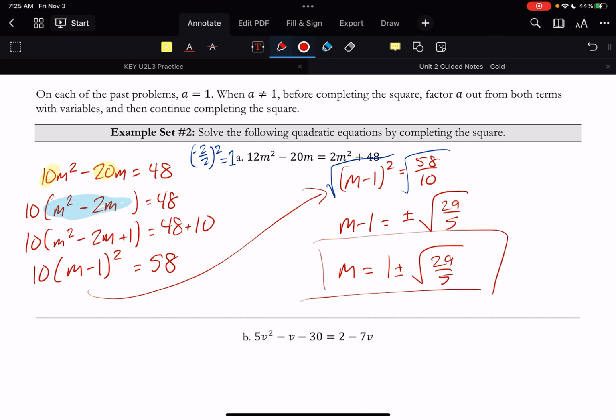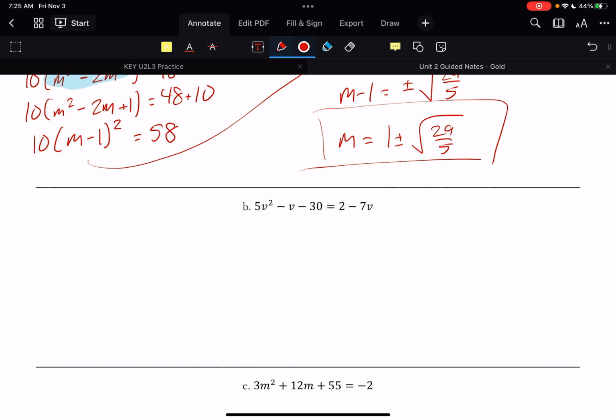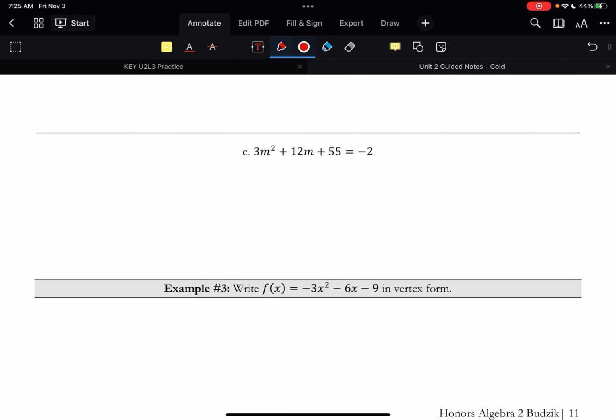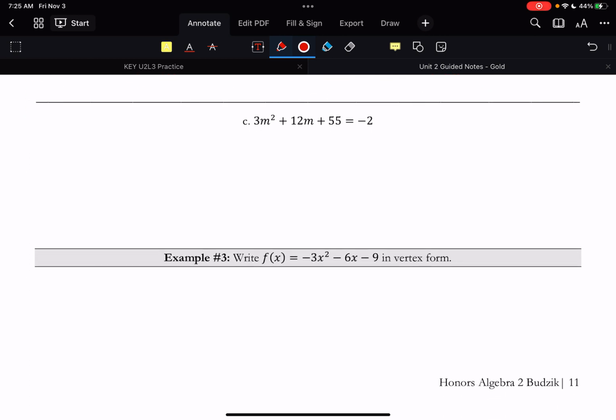So for now, this solution in this form is acceptable. It's not in full simplified radical form, but we are going to talk about that a little bit later. So for now, this is an acceptable solution. B, we're not going to worry about right now. We're going to come back to that. So let's talk about C.